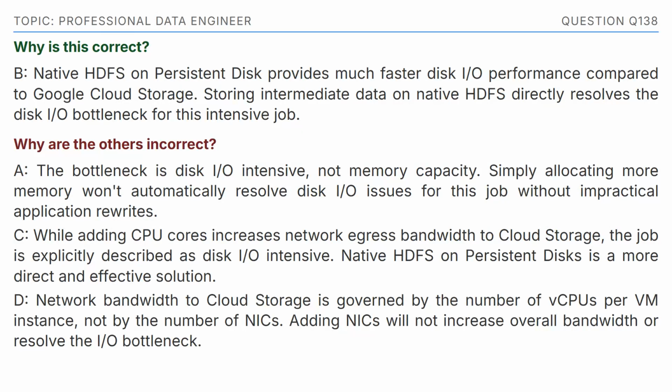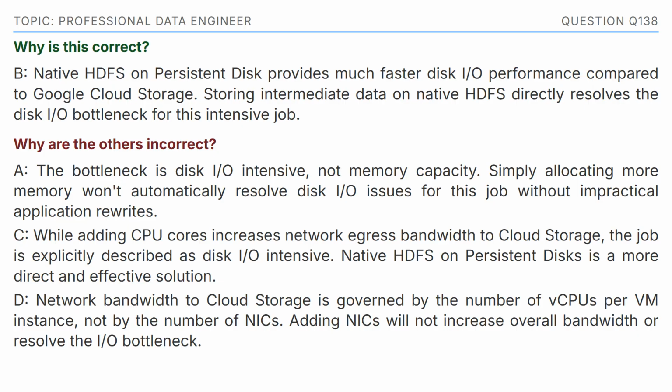Why is this correct? B. Native HDFS on persistent disk provides much faster disk I/O performance compared to Google Cloud Storage. Storing intermediate data on native HDFS directly resolves the disk I/O bottleneck for this intensive job.